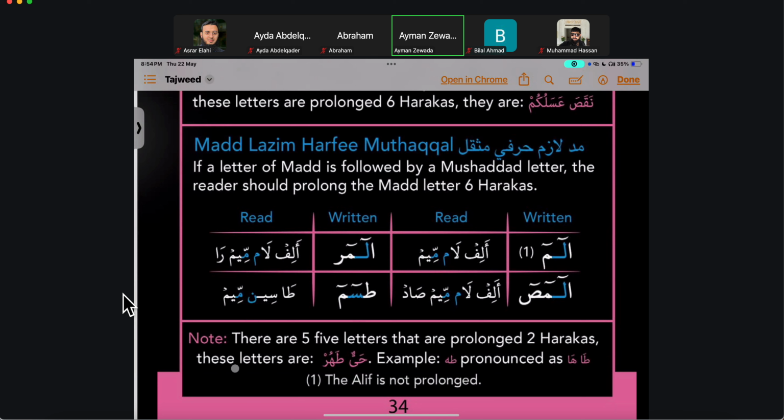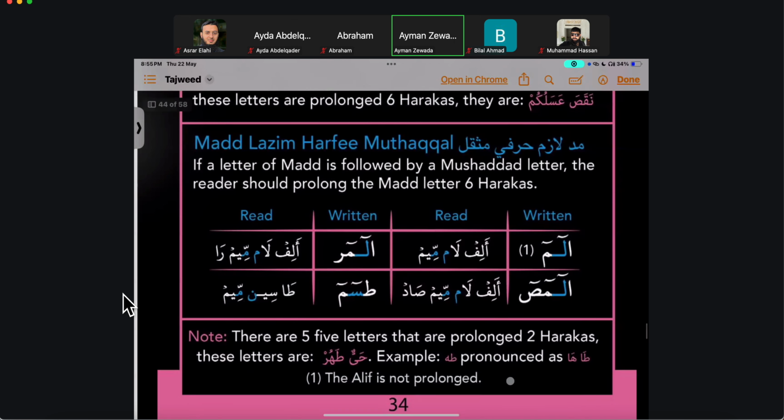Now note, there are 5 letters which are prolonged to only 2 harakats. These are the letters of hayyun tahur. So, for example, Taha. When you read Surah Taha, that's the name of the surah, you don't stretch it. No. Because they come under these 5 letters, it's just said with 2 harakas. Taha. And the alif will not have a mad. It's just its natural mad of 2 harakas.